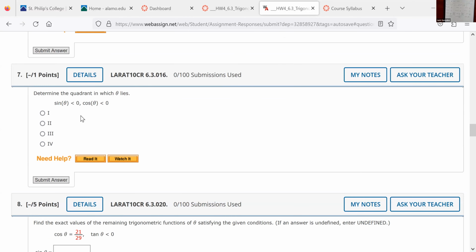So here they're testing us, to see if we understand the quadrants. They're saying here, what if sine is negative and cosine is negative? Which quadrant would we be in? Where are they both negative? 4. Close. 3. It's going to be 3, because up here we're both positive for x and y. Over here we're negative for x, positive for y. Here they're both negative. Here it's plus minus. So 3.